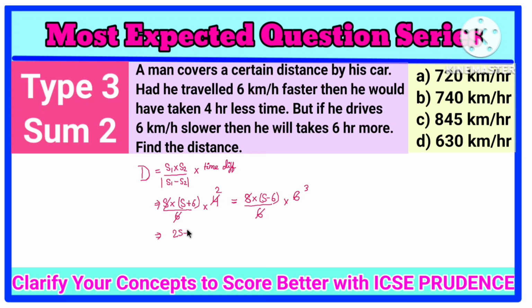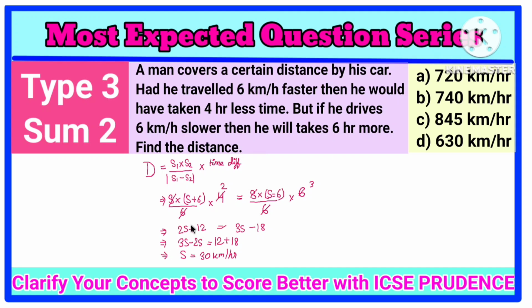So 2s plus 6 2s are 12 will be equal to 3 into s, that is 3s, minus 6 3s are 18. Now let us take s on the same side. So 3s minus 2s will be equal to 12, and taking this minus 18 on this side, we get 12 plus 18. So s equal to 30. So 30 km per hour is our original speed.